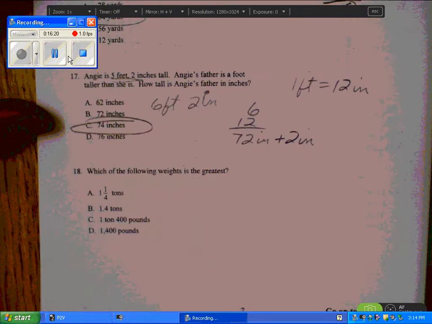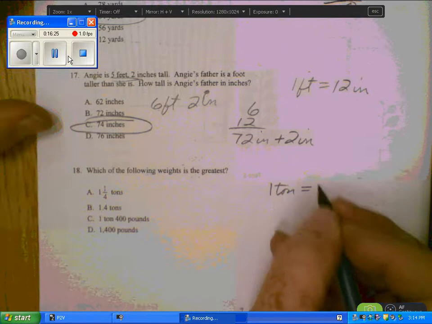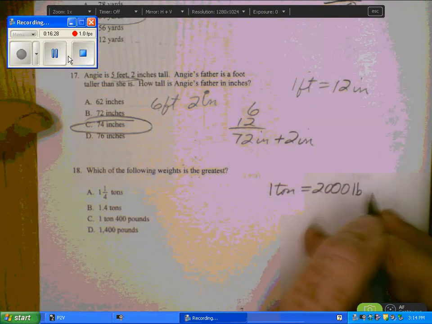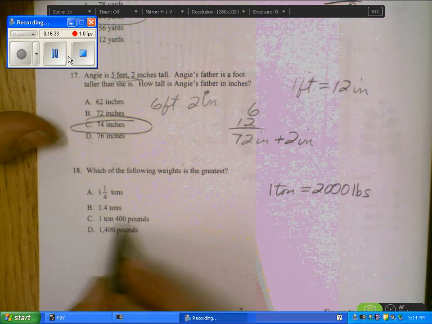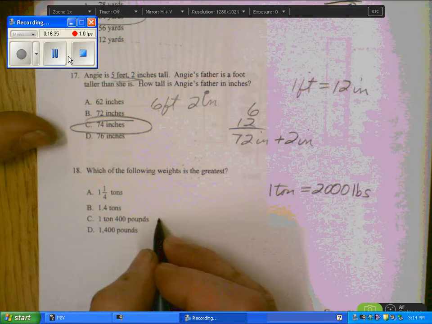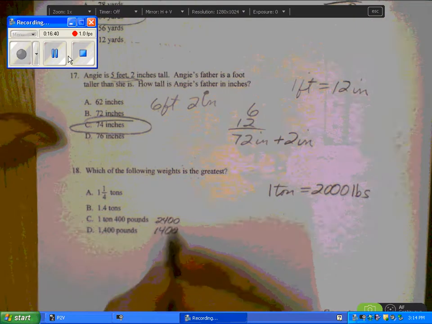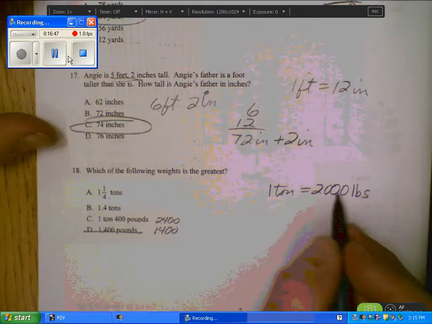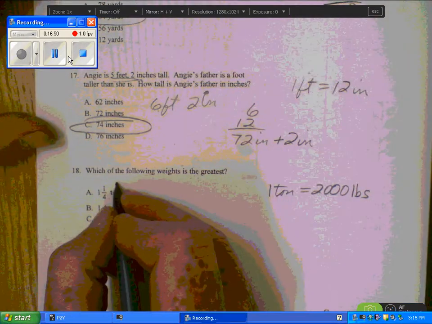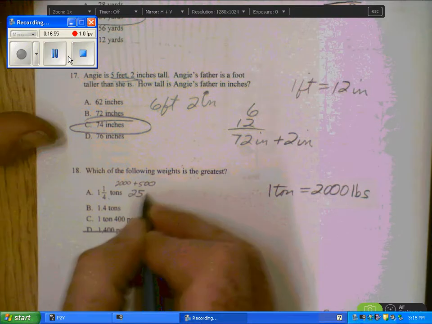Which of the following weights is the greatest? Got to know that 1 ton equals 2,000 pounds. So if 1 ton is 2,000 pounds, this one's going to be 2,000 plus 400, that's 2,400 pounds. This one's 1,400 pounds, so I already know that it's not the biggest. 1 1/4, you just take 1/4 of 2,000, and that's going to be 500, so it's going to be 2,000 plus the 500, which is 2,500 pounds.